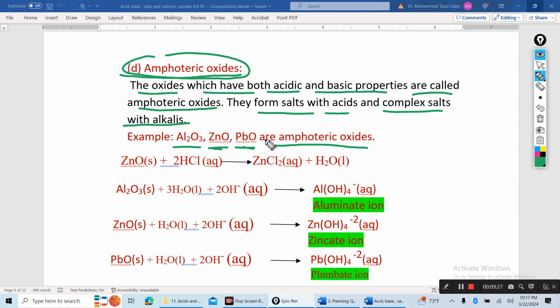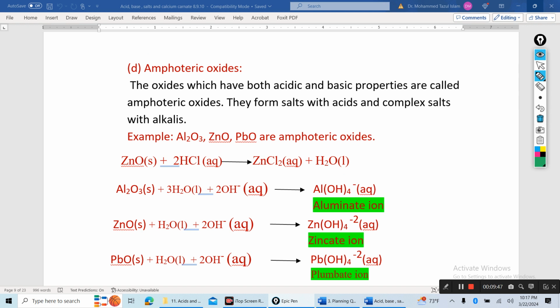So you know, amphoteric oxide produces salt with acid. Zinc oxide is an amphoteric oxide. It reacts with hydrochloric acid to produce zinc chloride salt plus water. This is a neutralization reaction. Here, as zinc oxide reacts with acid, it works as alkali, and amphoteric oxide reacts with alkali to produce complex salt.